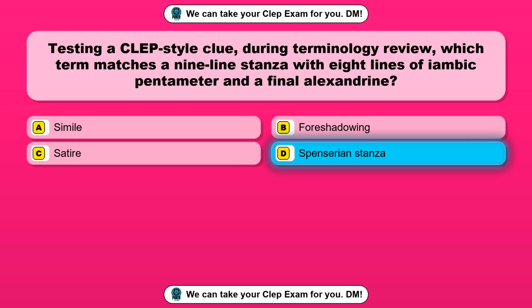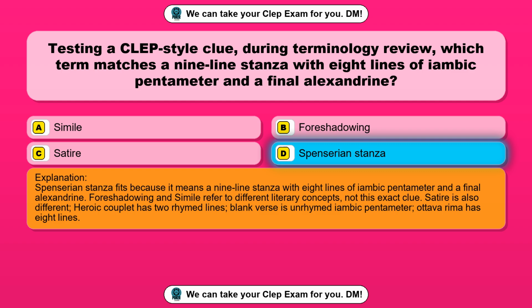Spenserian stanza. Spenserian stanza fits because it means a 9-line stanza with 8 lines of iambic pentameter and a final Alexandrine.